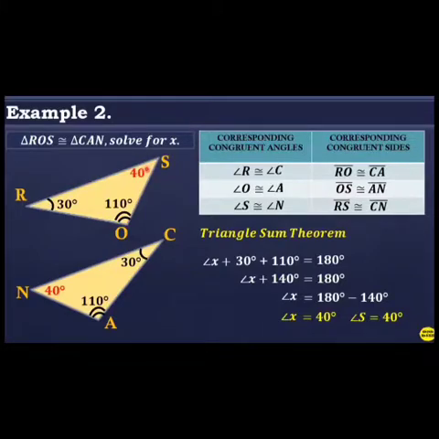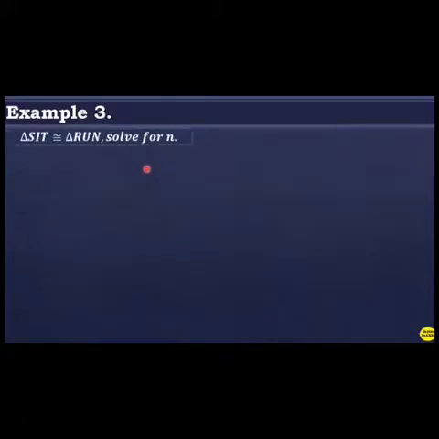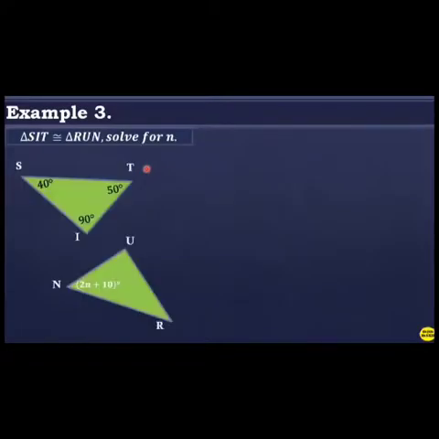That's why it is very important that we know the corresponding congruent angles and sides. Let's have example number 3. I have here triangle SIT is congruent to triangle RUN.